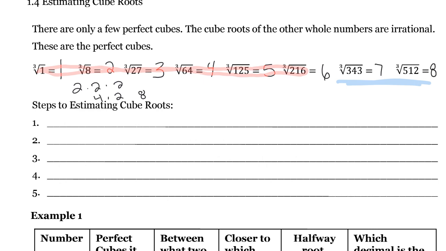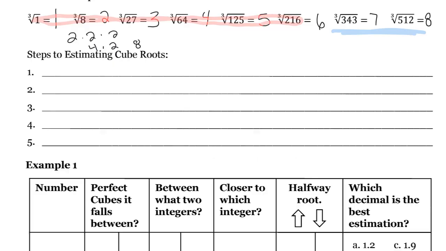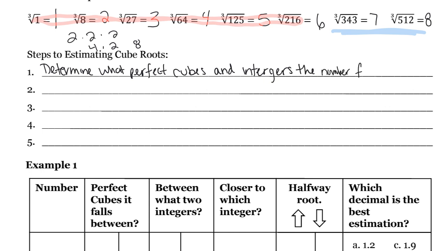So the steps to estimating cube roots are really close to estimating square roots. So let's get started on that. Okay, so the process is the same. We determine what perfect cubes and integers the number falls between. Okay.